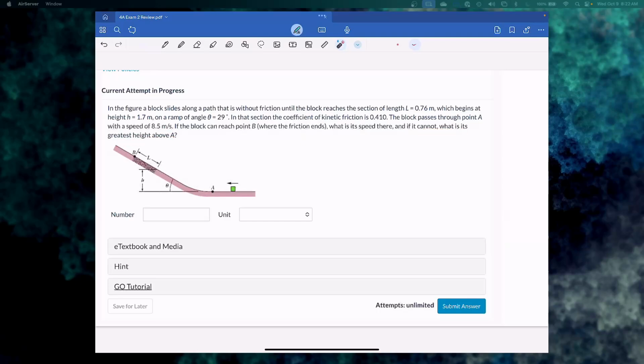Okay, so this is the other way to think about it. We could solve for how far does it go in this rough section. What happens if the distance it's able to travel, D, is bigger than L, the length of the patch? Then we know it makes it, right? But if it's less, then we know it stops somewhere in there.